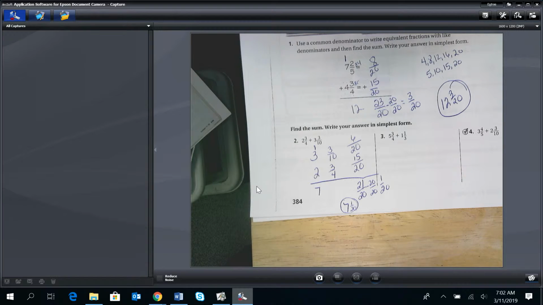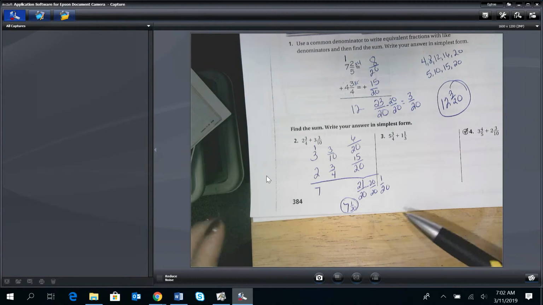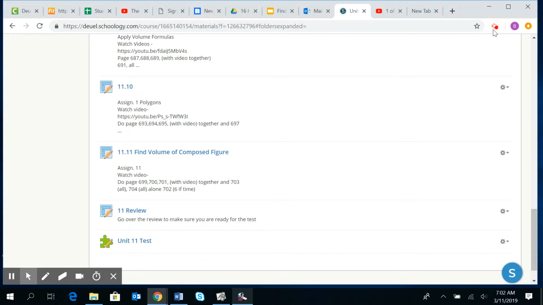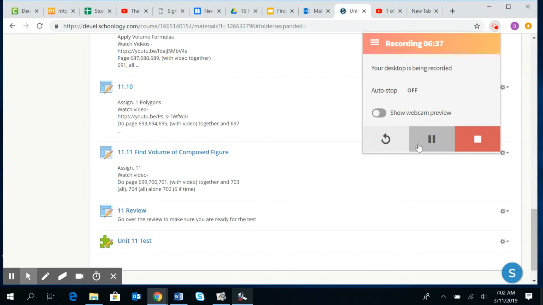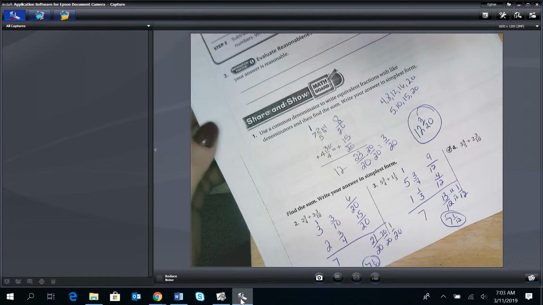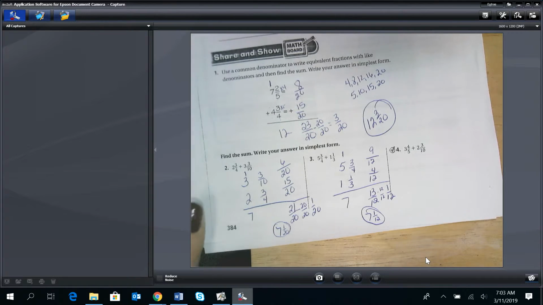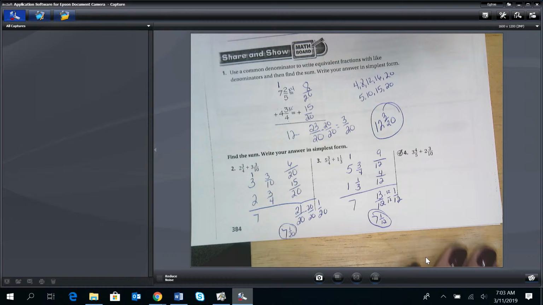Okay, let's do the same thing for the next one. Go ahead and look and see if I had to carry. All right, do the next one, please. I got 7 and 1/12. I had to carry. If you didn't get that, look it over again. And let's do the last one together. And then we'll move on.